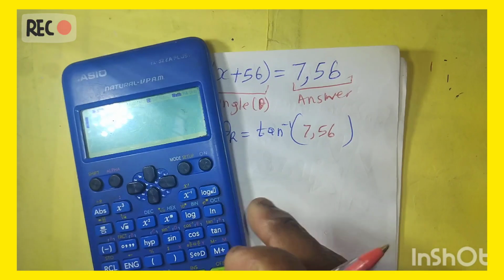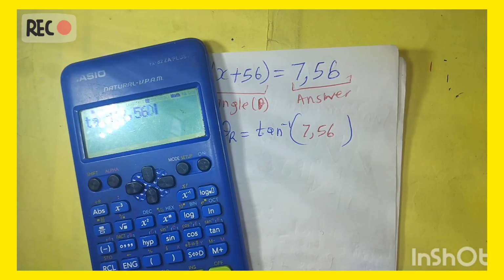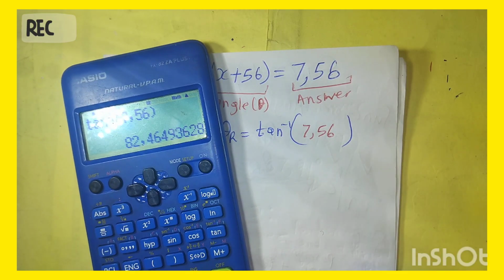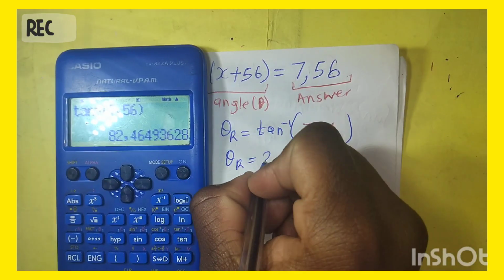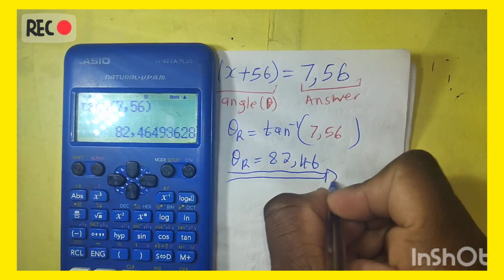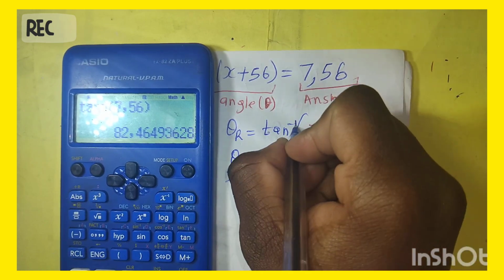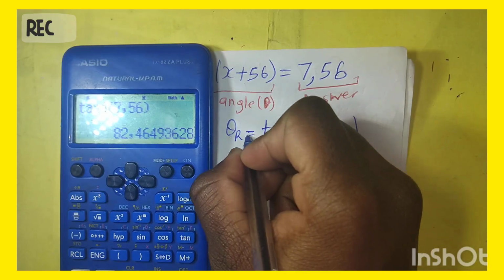And now I can press my calculator just like this, then close. So this is what I get from the calculator, that's 82,46 degrees. Just straightforward, there is nothing difficult there.